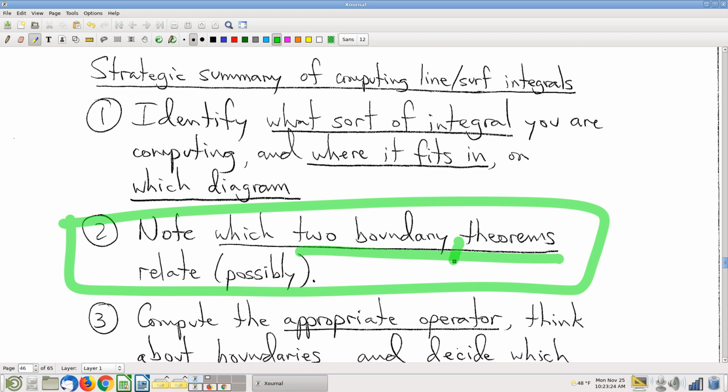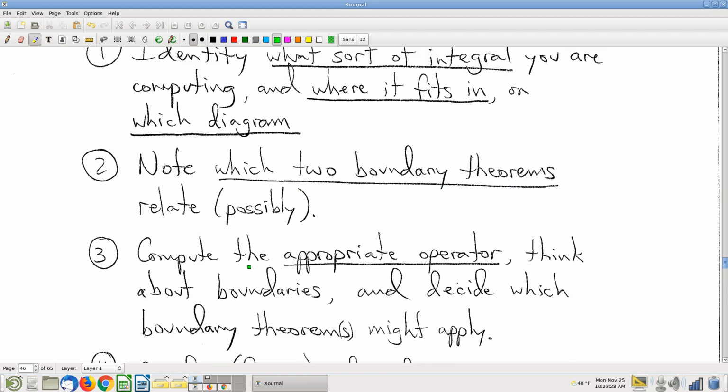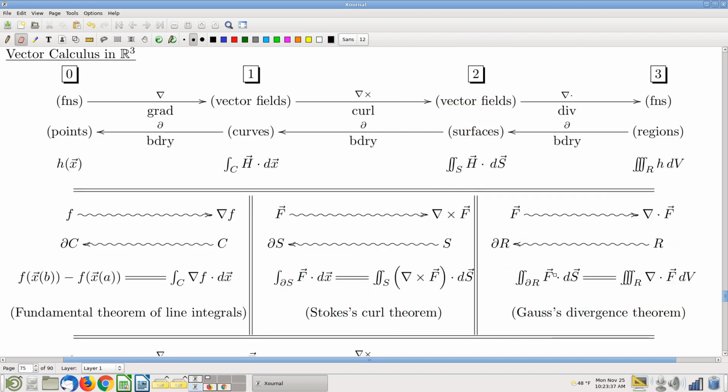Okay. All right. I think it's nice to compute the appropriate operator, and try to decide which boundary theorems might apply, and that'll be part of it. So, for example, if you are looking at a line integral in R3, well, that vector field that you've been given, compute its curl. Because the diagram says so. You might think of it in those terms if you like.